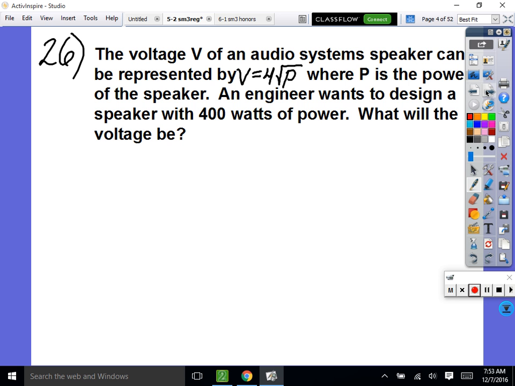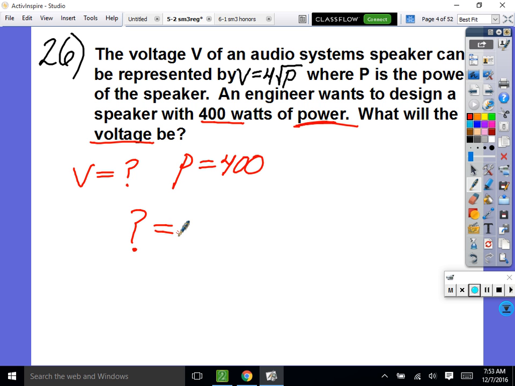So it says, an engineer wants to design a speaker with 400 watts of power. So if this is 400 watts of power, isn't the power 400? So plug that in for P. It says, what will be the voltage? So we're looking for V. So we don't know the V, so question mark's equal to 4 is the constant, square roots of P. This one we happen to just plug right in.